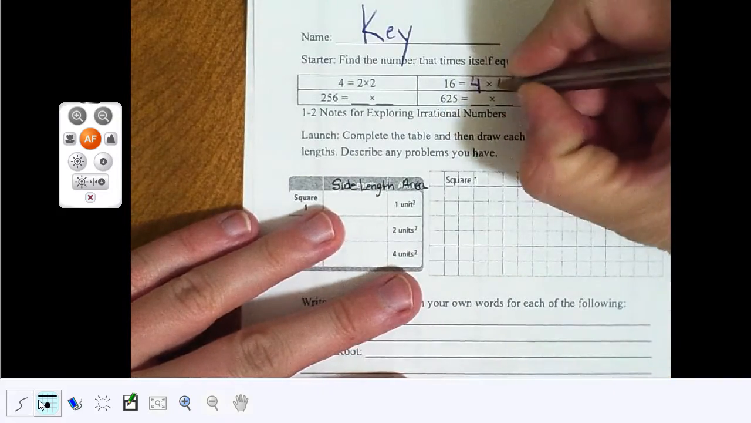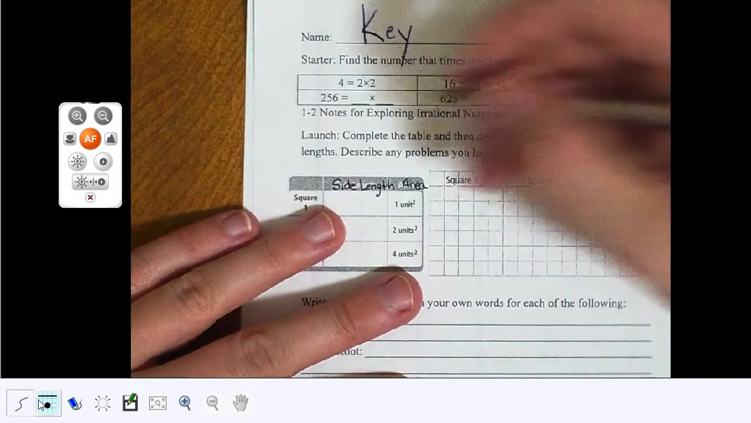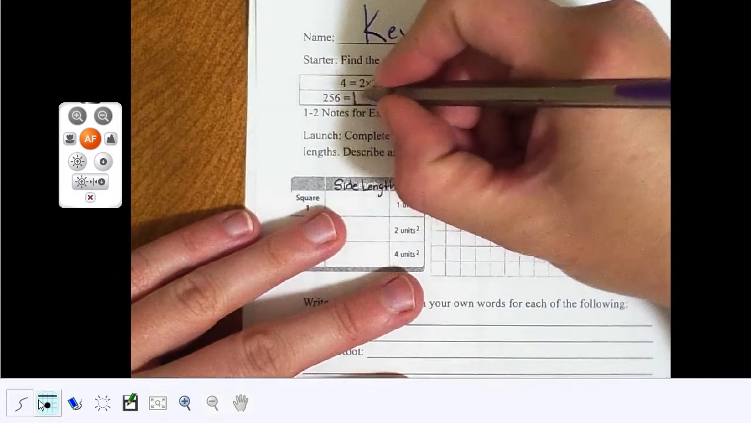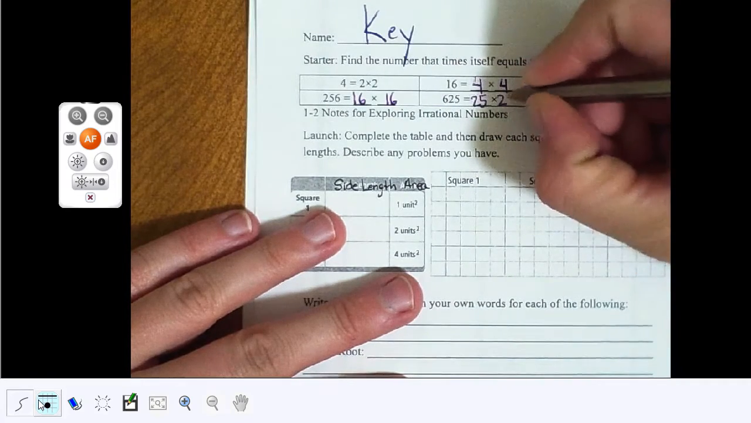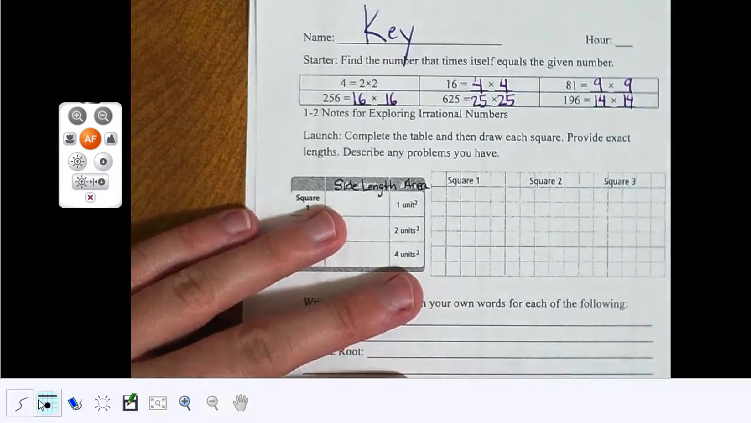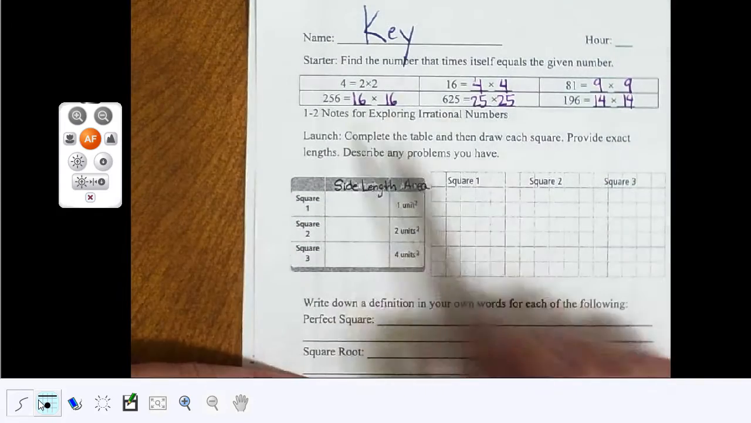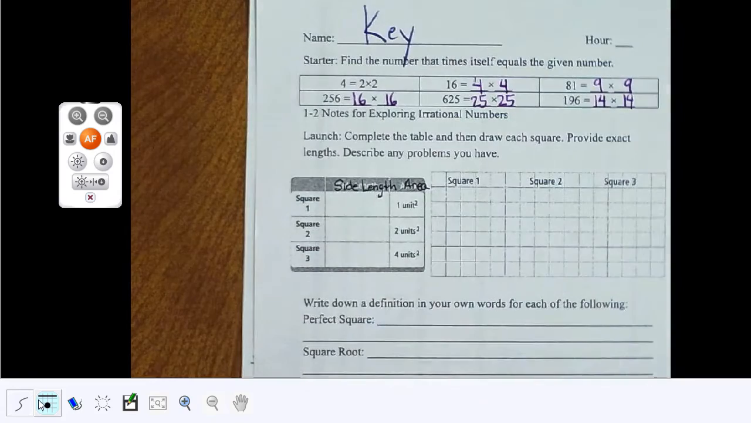So 4 times 4 is 16, 9 times 9 is 81, 16 times 16 is 256, 25 times 25 is 625, 14 times 14 is 196. I wouldn't worry about having it memorized, except for 1 through 10 would be a good idea to have memorized.